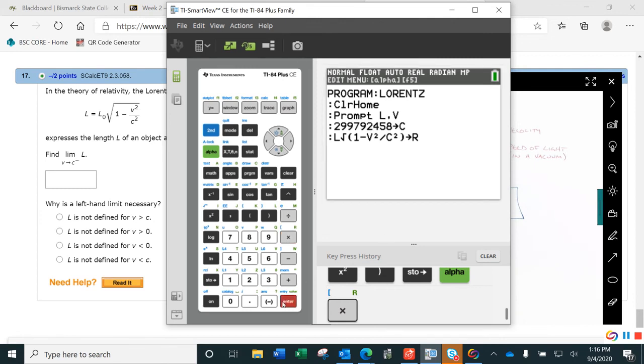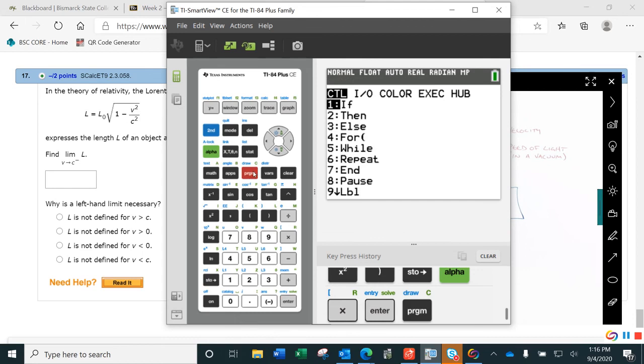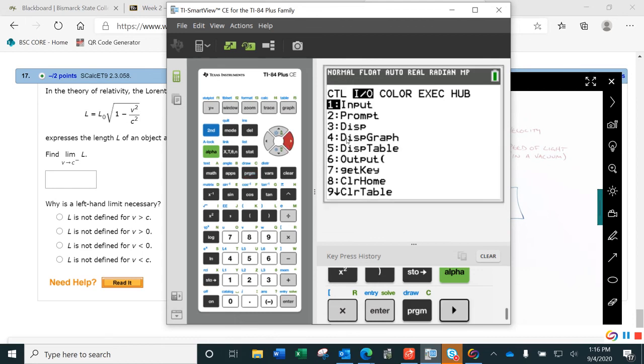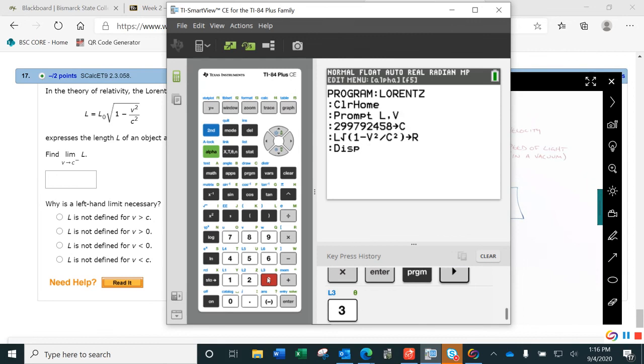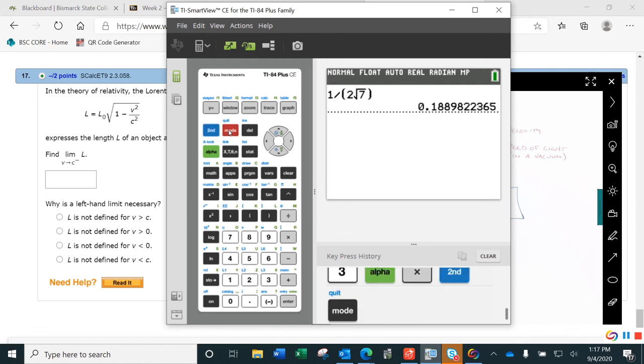All we have to do now is display R. So let's hit enter. Program, and we're looking for something that says display. Here it is, number 3, display R, alpha R. You've written your first program. Should we try it out? Push second quit to leave your program edit.